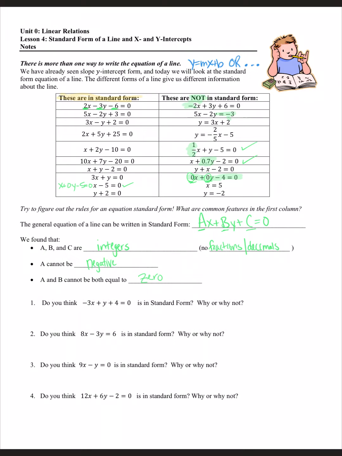So number 1 says, do you think negative 3x plus y plus 4 equals 0 is in standard form? Why or why not? So I'm going to take this one first, and there's a negative there, so there's a negative on our a, so it can't be in standard form. So no, because a is negative.